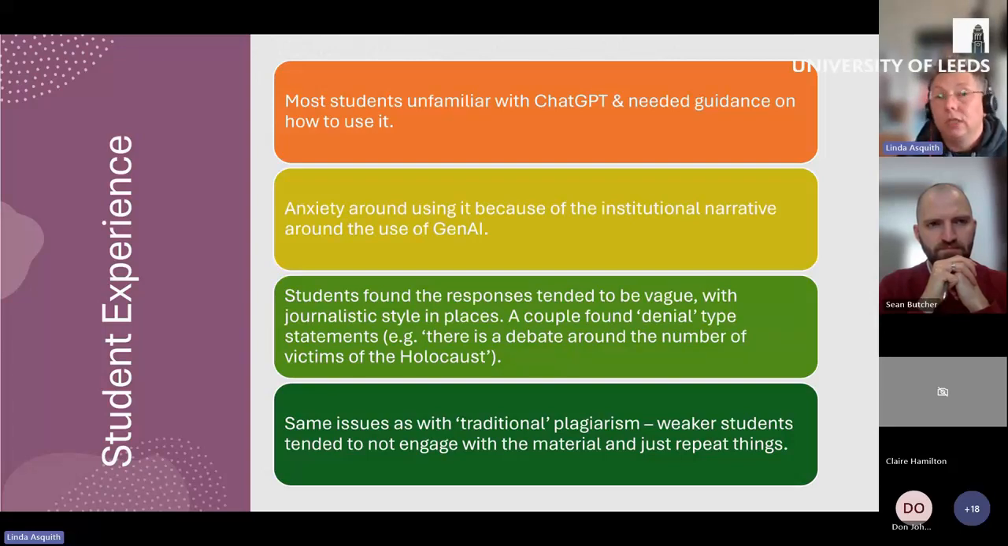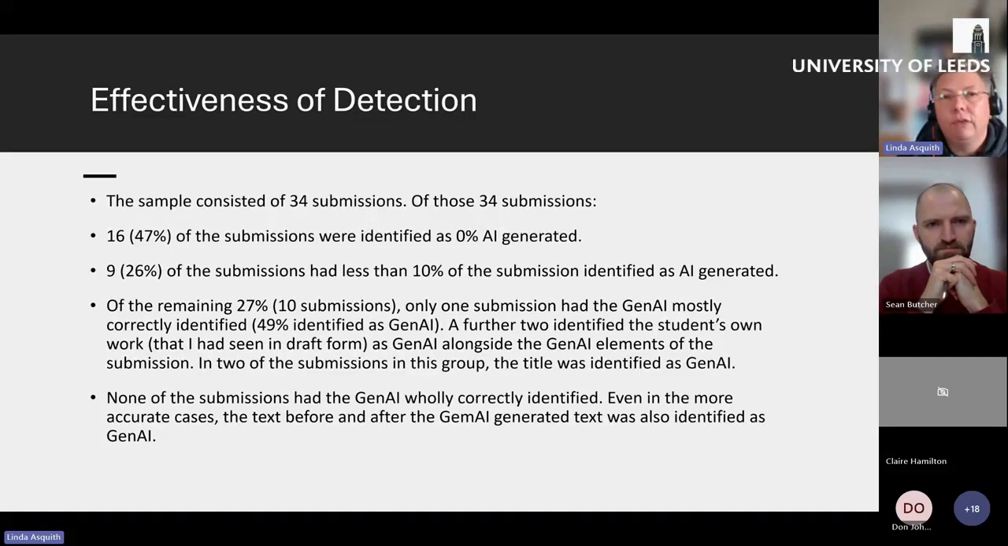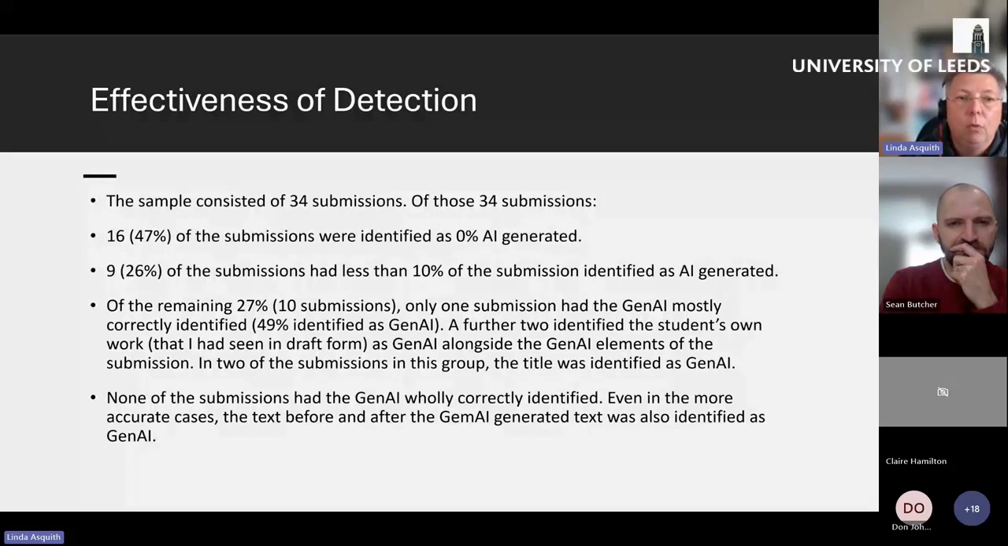Now, not many institutions actually use Turnitin's detector for AI. And to be honest, that's probably a good thing, because what I found, there were 34 submissions on this module. Of the 34 submissions, 47%, so 16 of them, were identified as 0% AI generated. And that's despite the fact that all of them should have been around 30 to 50% AI generated. Turnitin didn't pick it up in just under half of them. 26% of submissions had less than 10% of the submission identified as AI generated.